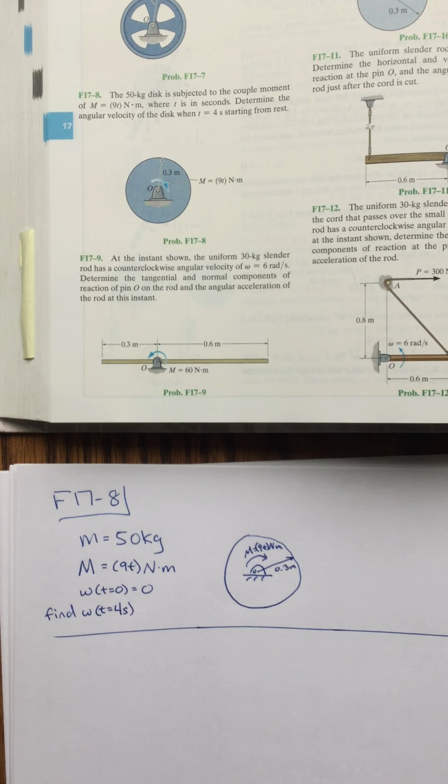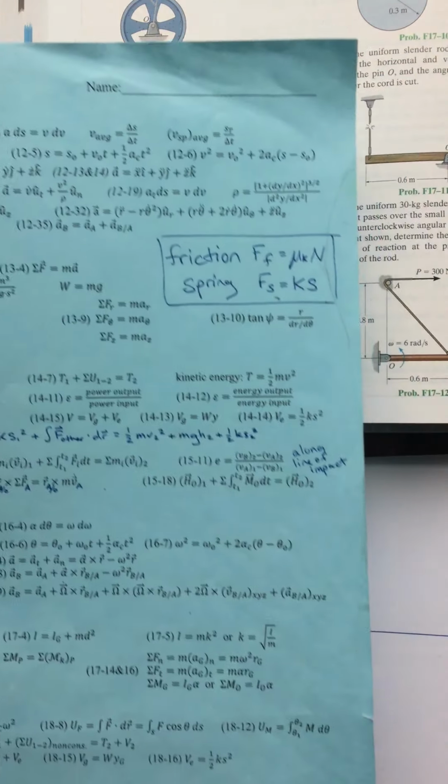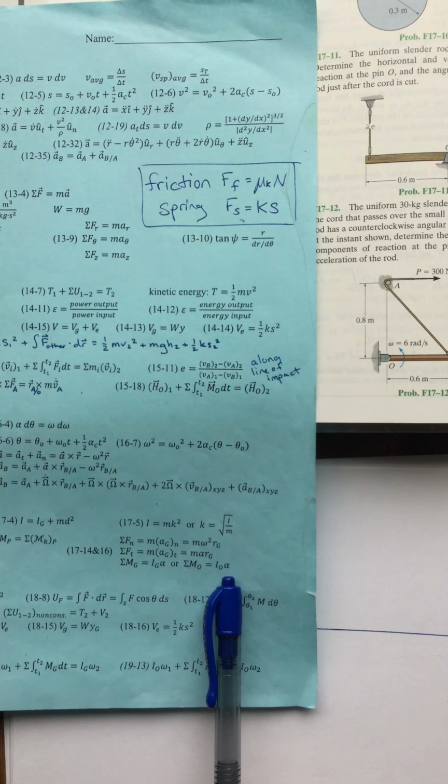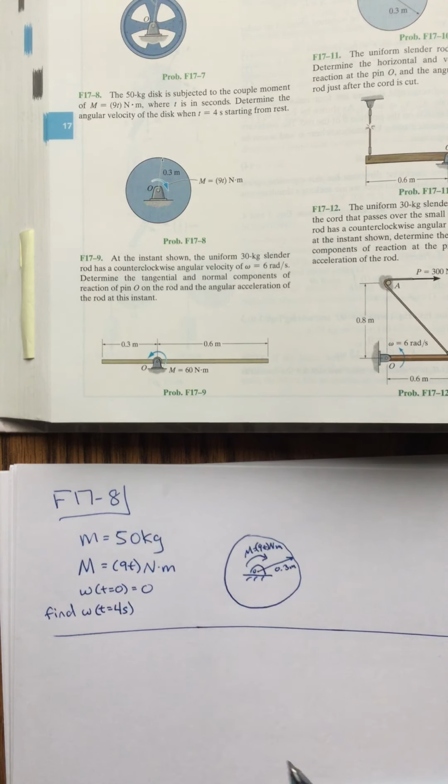This is fundamental problem 8 from chapter 17 that says, similar to fundamental problem 7, in this problem, the 50 kilogram disk is subjected to the couple moment of 9t N·m, where t is in seconds. Determine the angular velocity of the disk when t is equal to 4 seconds starting from rest. So we're going to use the same equations that we had in fundamental problem 7. So I have the sum of the moments about point O is equal to the moment of inertia about point O times the angular acceleration.